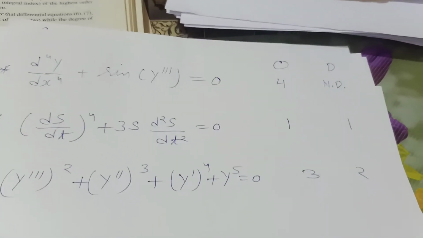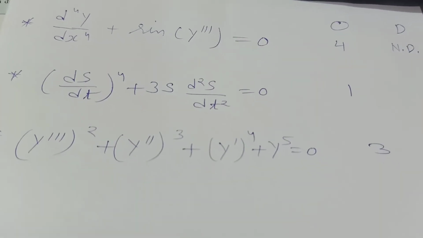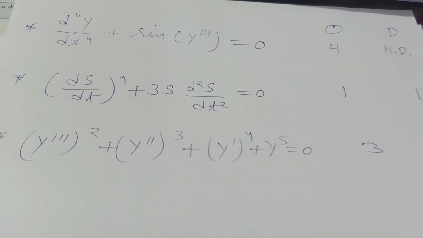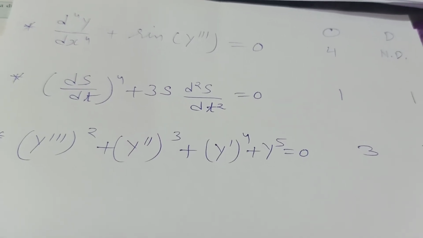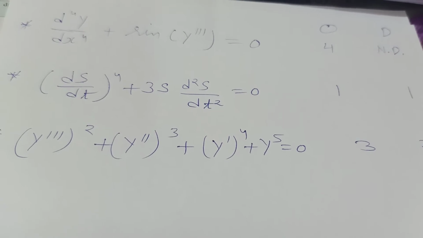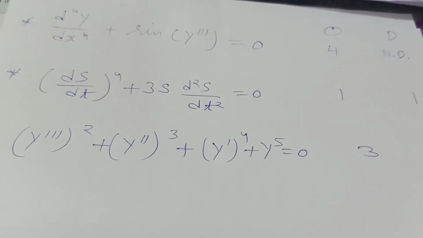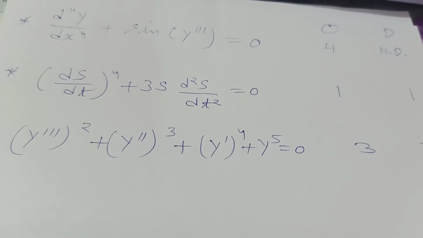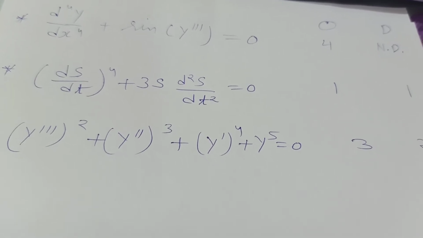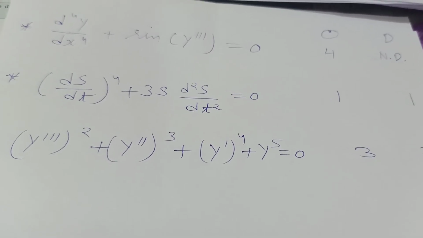Now some few more examples. d4y upon dx 4 plus sine y triple dash equal to 0. Here the order is 4, because the highest order derivative is of order 4, and since the equation is not a polynomial in derivatives, the degree is not defined.